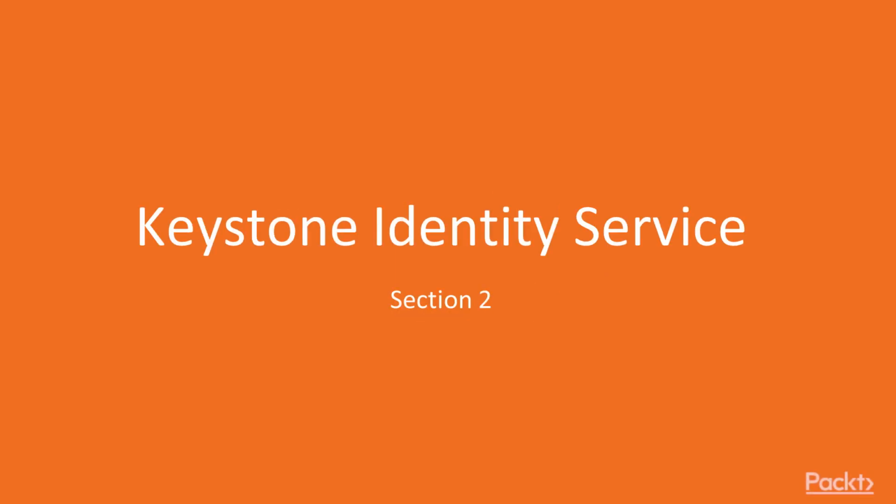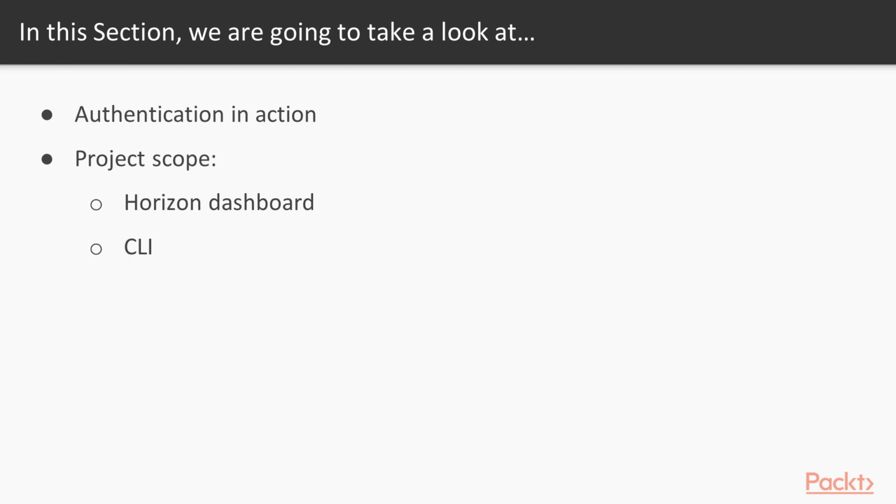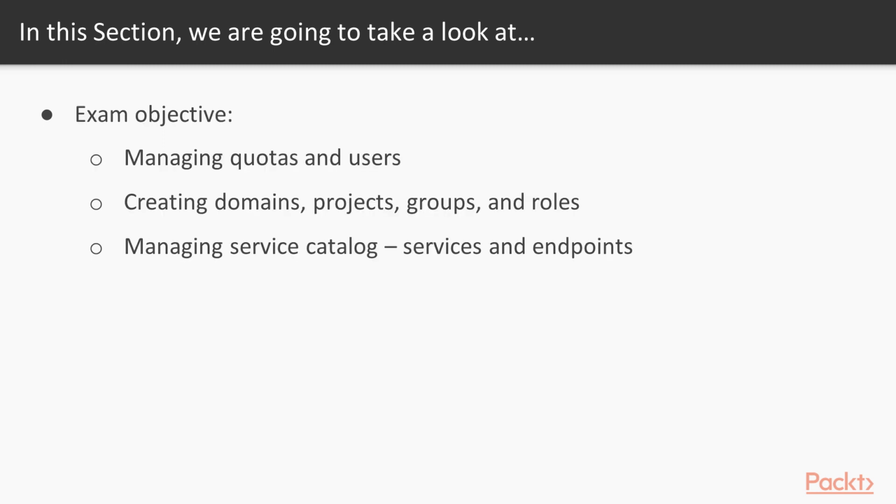Hello everyone, welcome to the next section of the course, Keystone Identity Service. In this section, we will cover Authentication in Action and Project Scope on the Horizon dashboard and CLI. Then we will learn Exam Objective, which will include managing quotas, managing users. We will learn to create domains, projects, groups, roles, and manage the service catalog, services, and endpoints.